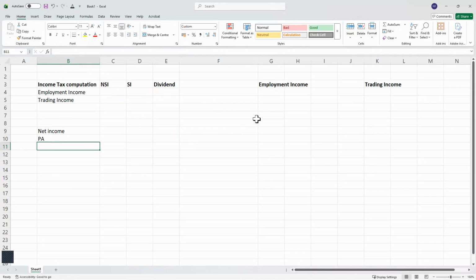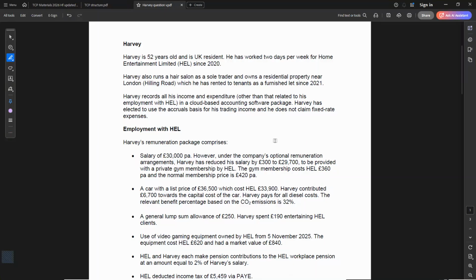And for each section, we're likely to need some workings, so we can clearly set out any workings for employment income and for trading income. So we can now start reading the background information and highlighting any information that is key for the questions that we've been given for this exam question.